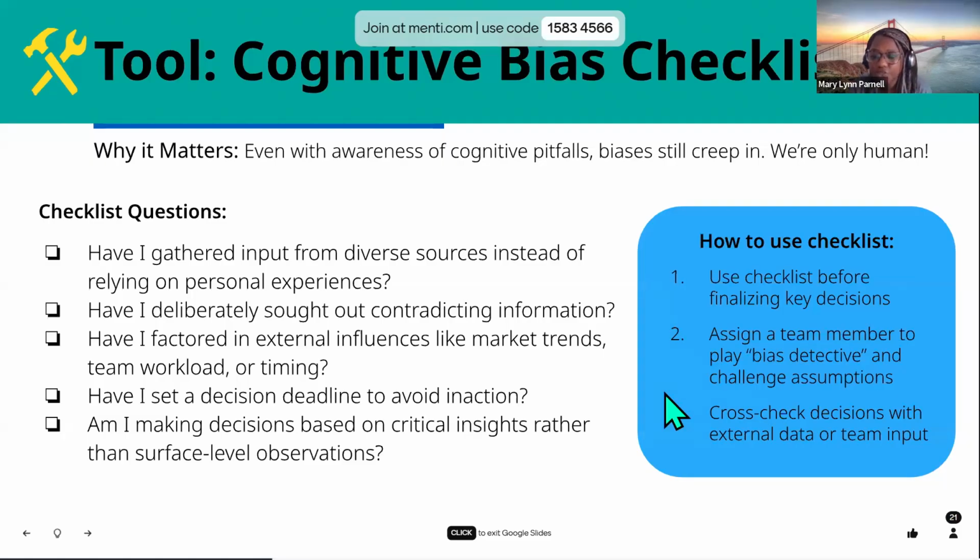And so, how we use this checklist is that we use it before finalizing key decisions. We also can assign a team member to play bias detective and challenge those assumptions, someone to check you. Am I really thinking the right way? And then cross-checking decisions with external data or team input. How does this decision fit? Is it right? Are we on the right track? Are we missing anything?